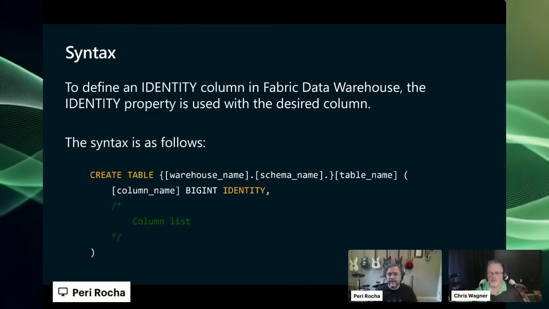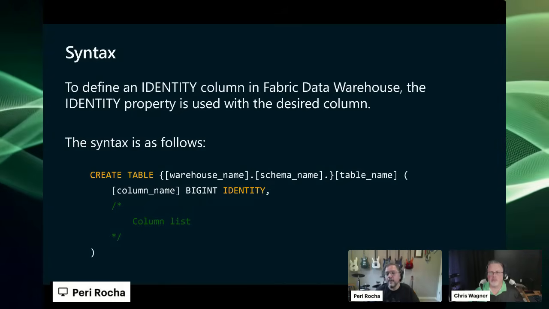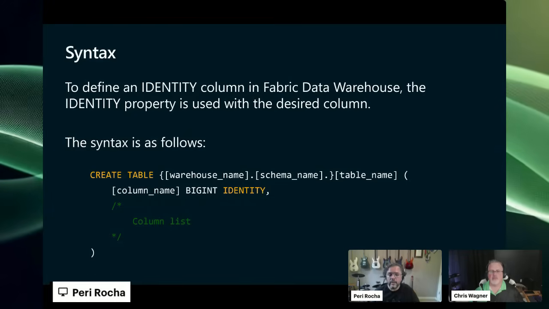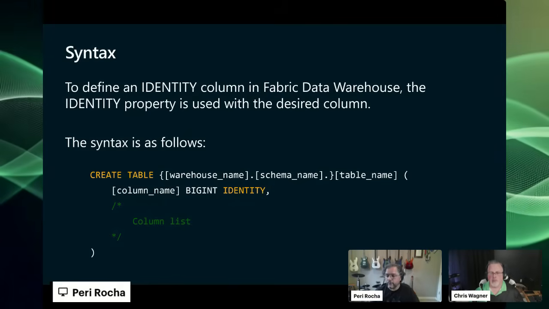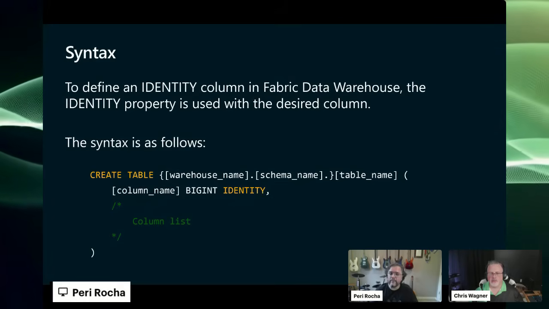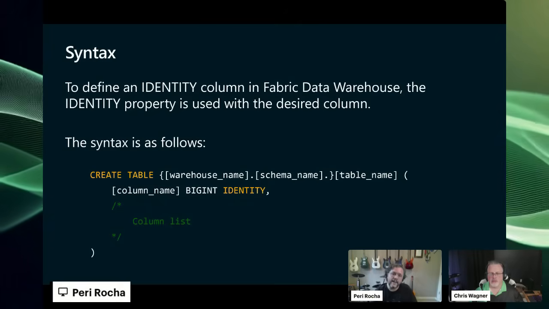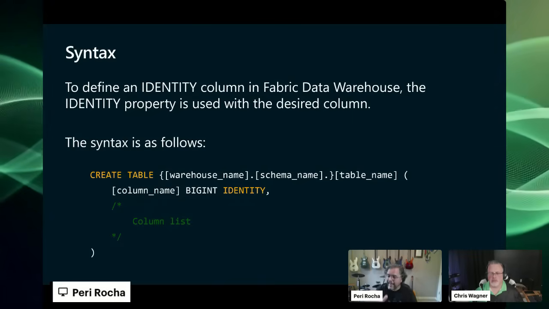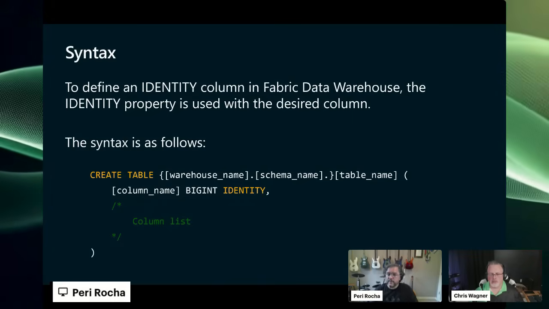How do you define an identity column to begin with? In Fabric Data Warehouse, you do that during the create table statement. So you use create table, you provide your table name, of course, then you have your column list, and you're going to have one column here, which is the identity column. The identity column in Fabric DW needs to be a big int. We don't support int or other types. I'll explain a little bit why we don't support other types, but it has to be a big int, and I'll talk a little bit about the other limitations in a moment.